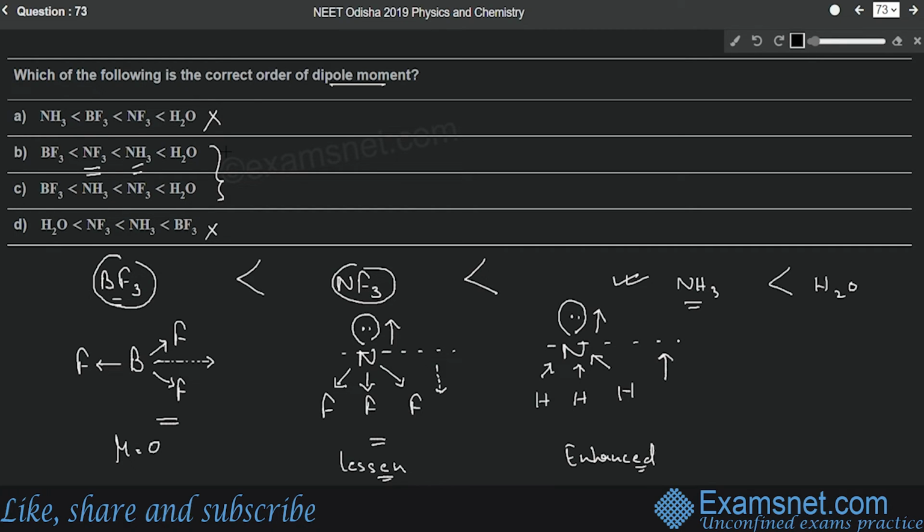Let's draw the structure of water also. This is oxygen, this is hydrogen, this is hydrogen, and oxygen has how many lone pairs of electrons? Two lone pairs of electrons. So we have one dipole moment like this and the other dipole moment like this. So this has maximum dipole moment. That means the correct order should be the second one: BF3, then NF3, then NH3, then water. So option B will be the correct answer.